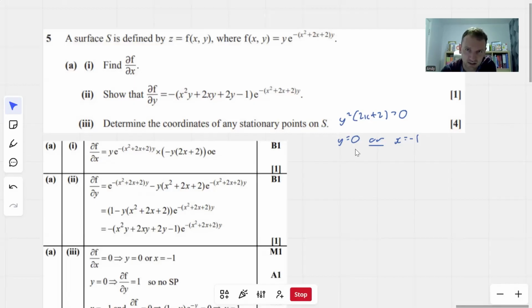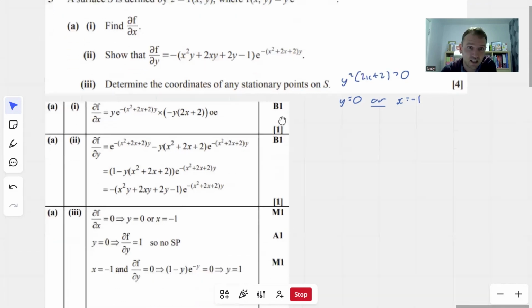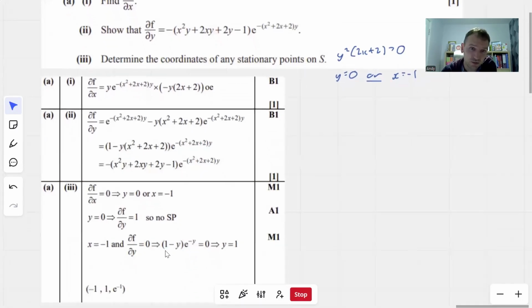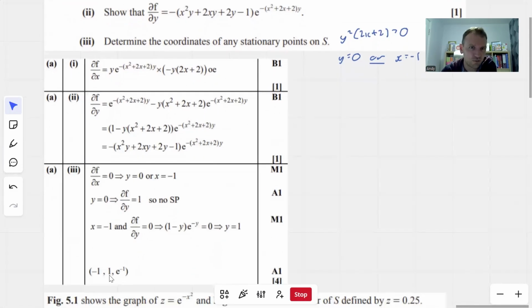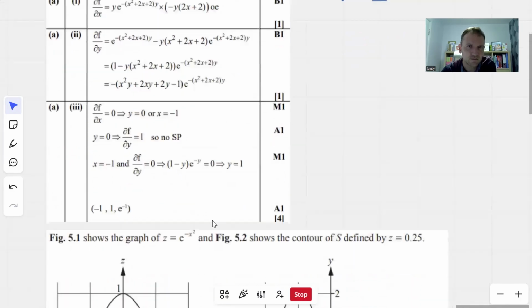So that's one consideration. We're now instead going to consider x equals -1. Sub x equals -1 into this slight mess, and it doesn't become too bad. We get this equation here, 1 subtract y, e to negative y equals 0, which only works if y equals 1. So our stationary point is when x equals -1, y equals 1, and then we're going to sub it in and get our z coordinates. We need all three coordinates for our stationary points there.